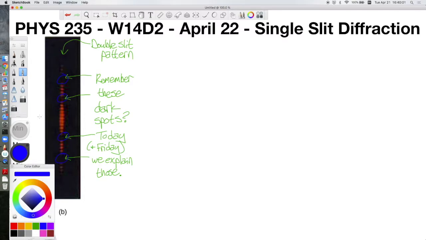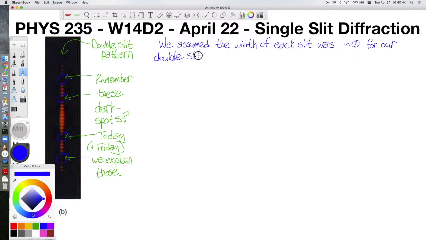So the dark spots there come from the fact that even in our double slits, each of those two individual slits has some width itself. And our original derivation assumed that the width of each of the two slits was 0. But in real life, no slit has a width of 0. So the individual slits we were using in the double slit experiment each had some width of their own.